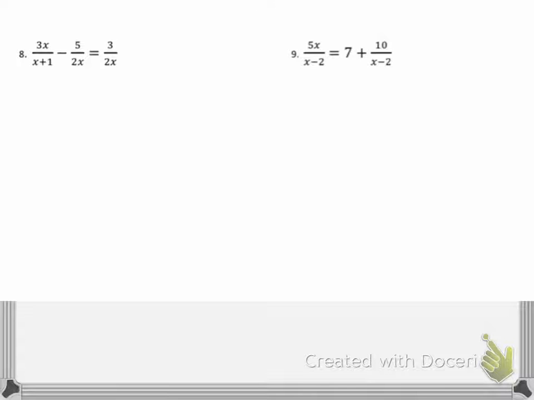Number 8 here is the exact same type of problem as number 7. You'll see with number 9, same thing here. So we can shorten this process up a little bit. I'm going to combine the fractions that have the denominator of 2x with each other, so I'm going to add 5 over 2x to each side.